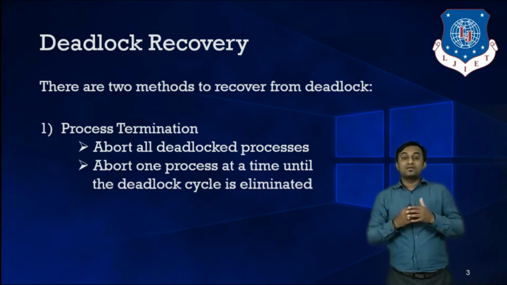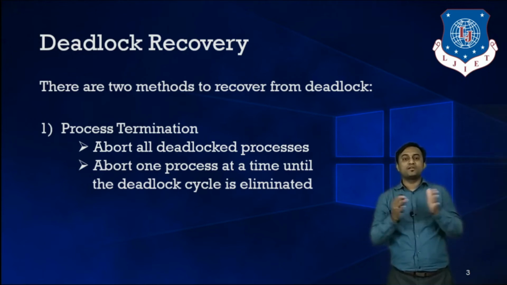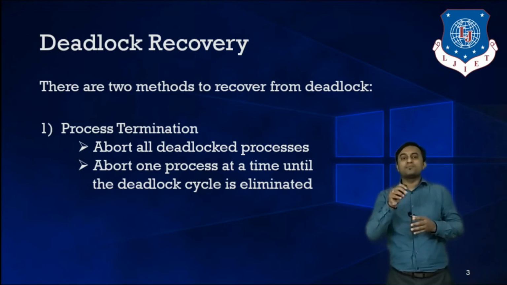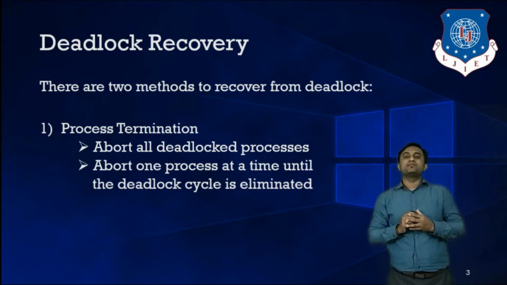But simultaneously, the cost would be decreased as compared to the previous approach. Suppose we have, as I told you, 5 processes involved in a deadlock situation. As far as the second strategy is concerned, we are aborting one process, but which process needs to be picked for termination? That selection is very important.